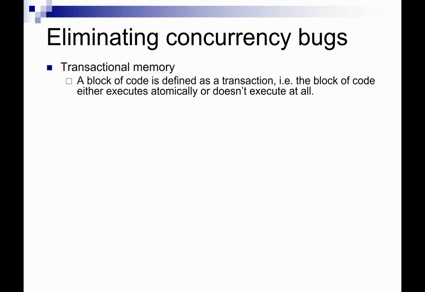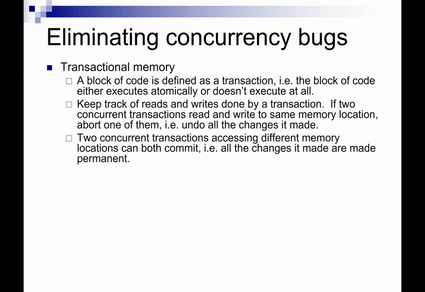Here what's going to happen is that we have a block of code, and we're going to define this as a transaction. That basically means that this code is going to execute atomically. We're going to execute all of the steps of this code, and we're not going to get interference during this execution from any other threads. So either we do this atomically, or we don't do it at all. It's all or nothing. If we do it, then we're guaranteed that no other threads are interfering with us as we execute.